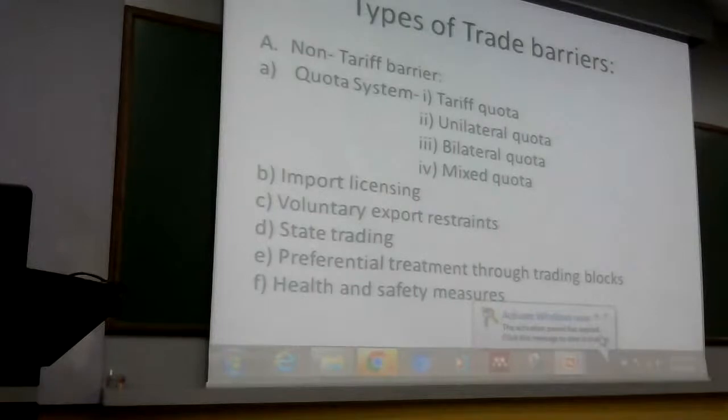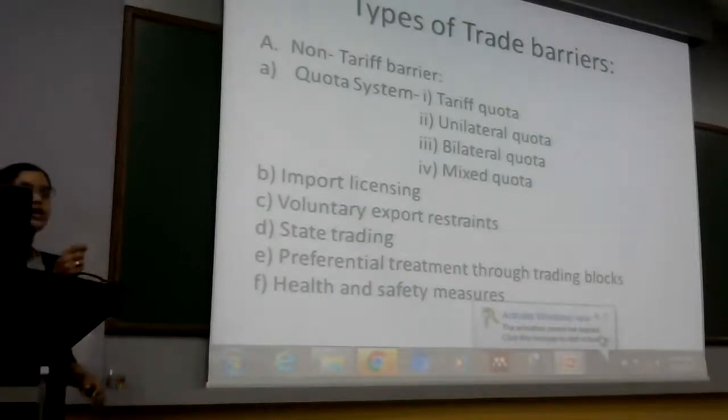Next one is state trading. State trading is nothing but it is completely under control of government or government agencies, right? Generally, companies do not take part in case of state trading. This is based on government or government agencies, central, state, both, right?